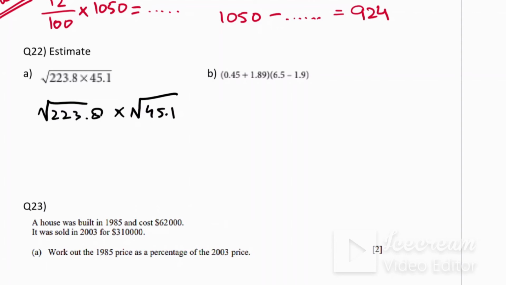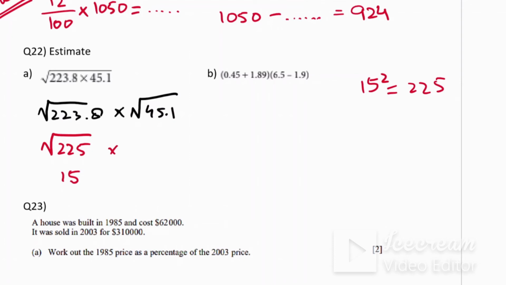What is the nearest square number of 223? So we find that 225 is the nearest number, and 225 is the square of 15. So it will be 15, because 15 square is equal to 225. So the number will come out of the square root.